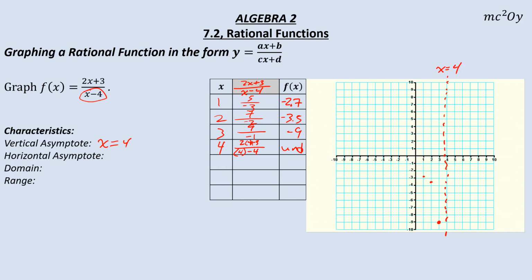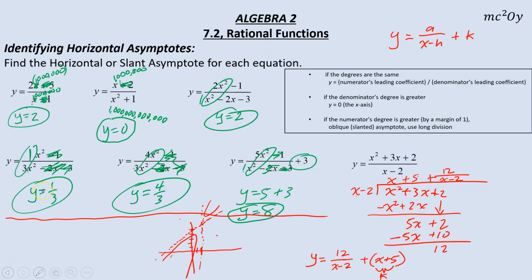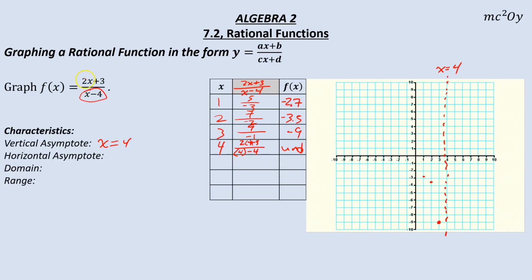Now, we should be able to figure out our horizontal asymptote without having to finish the graph. So I'm going to look for my horizontal asymptote now, just like we did over here. Well, look at our degrees. This degree is 1. This degree is 1. They're the same, so we divide our coefficients. Well, 2 divided by 1 is 2, so our horizontal asymptote is at y equals 2. So I'm going to put that in here. Y equals 2.